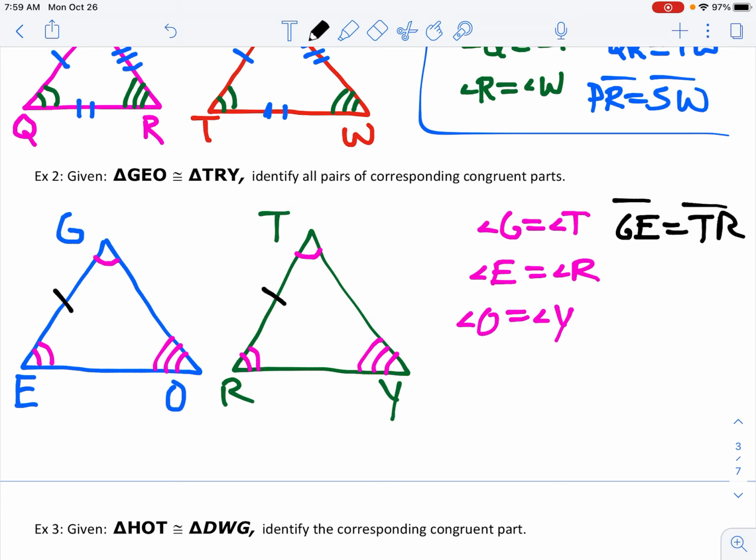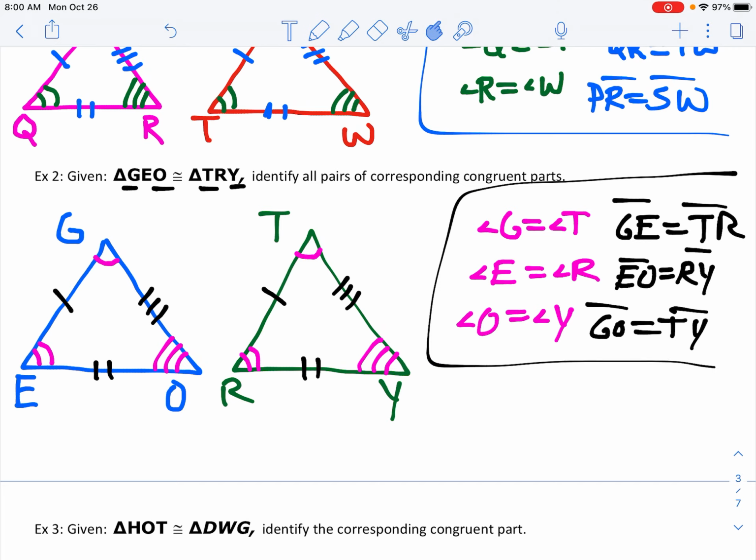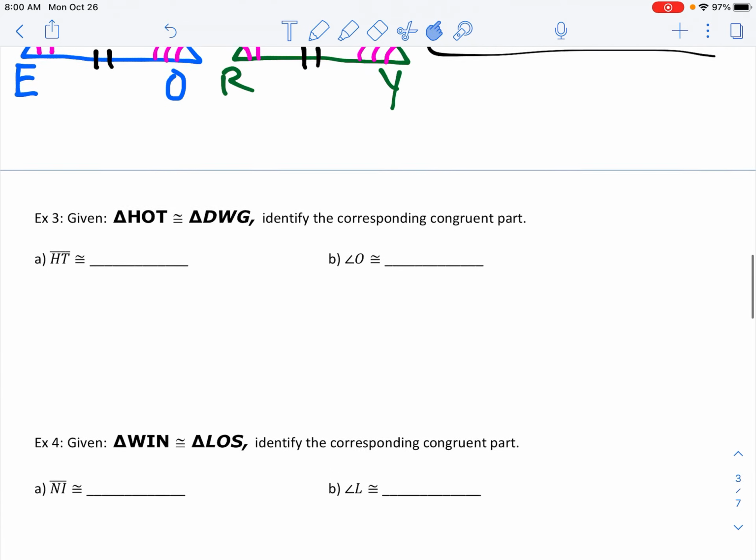Let's go back to our picture. Let's slide over to the next two, EO and RY. EO gets 2, RY gets 2. And now let's state that those two would have been equal. All right, last, let's do our first and our last. GO, 1, 2, 3, TY, 1, 2, 3, to illustrate that they go together. And we have listed our 3 congruent angles, our 3 congruent sides, 6 total parts.